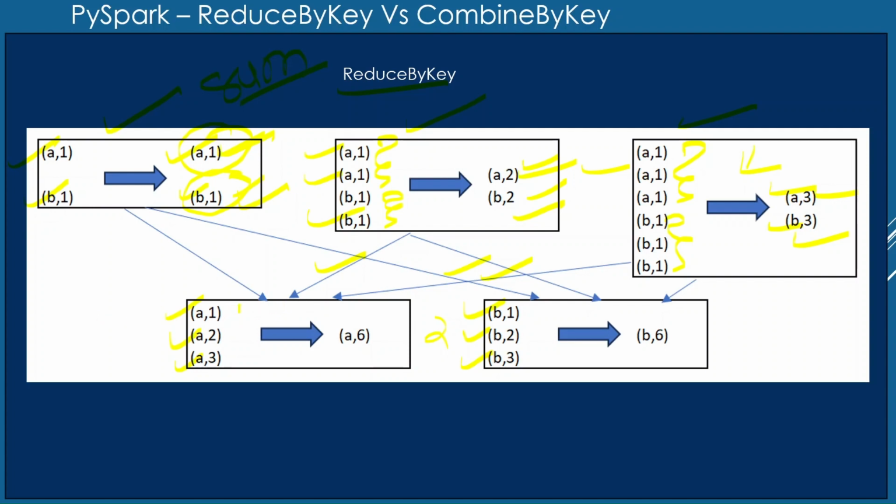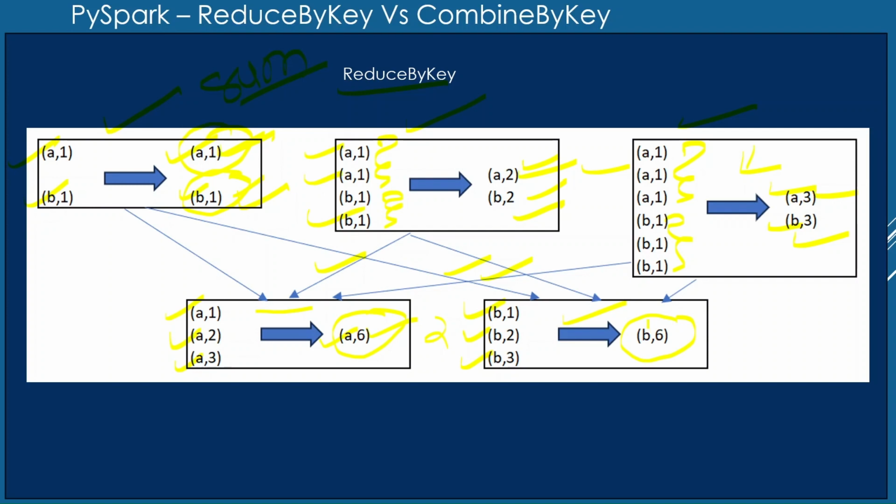Once the data is shuffled and present in the partition, again the sub-aggregate function is applied here, and the data points become like this. The key is A, the total value is 6. Same here, the sub-aggregate function is applied in this partition, and the data point becomes like this. This is the result: B is the key and the total value is 6.